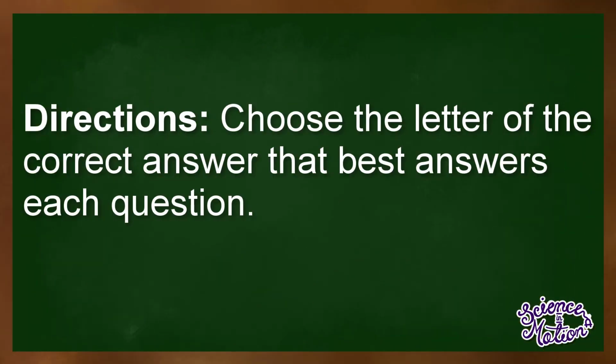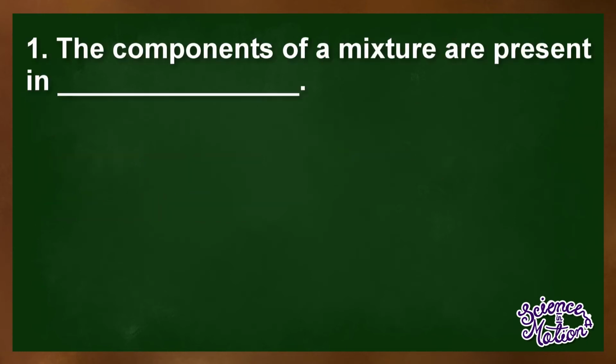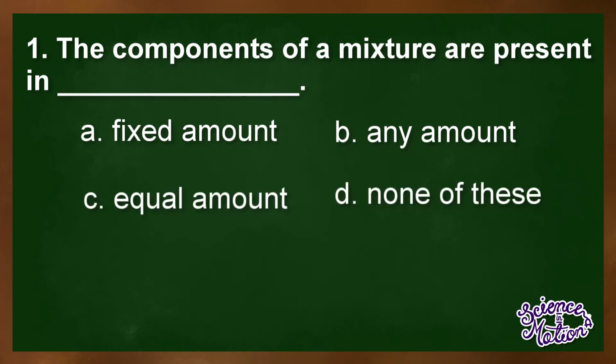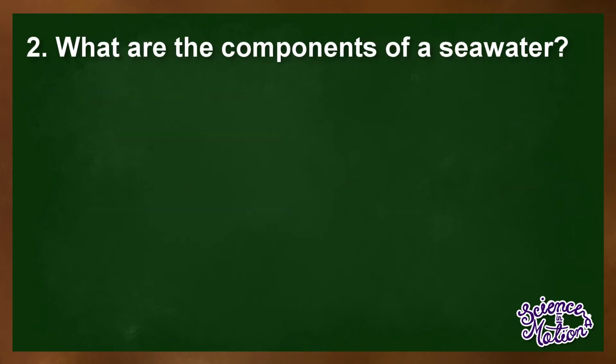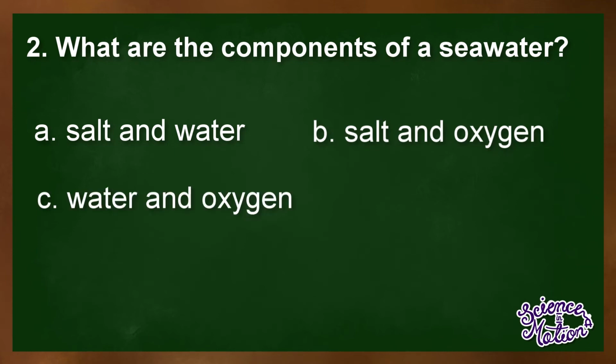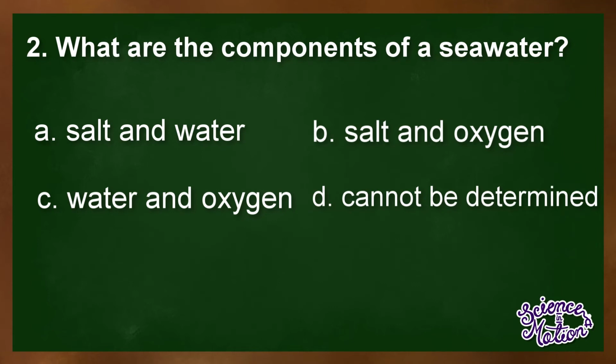Directions. Choose the letter of the correct answer that best answers each question. Number 1. The components of a mixture are present in A. Fixed amount, B. Any amount, C. Equal amount, or D. None of this. Number 2. What are the components of seawater? A. Salt and water, B. Salt and oxygen, C. Water and oxygen, or D. Cannot be determined.